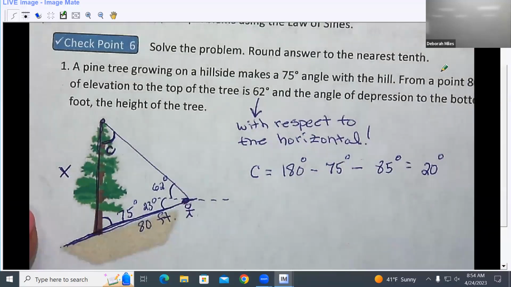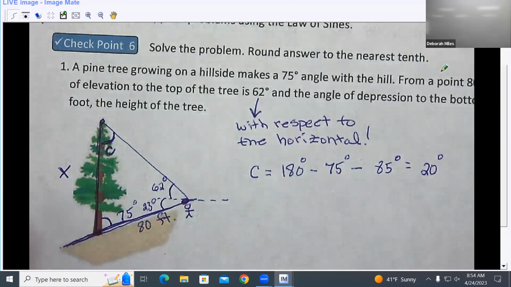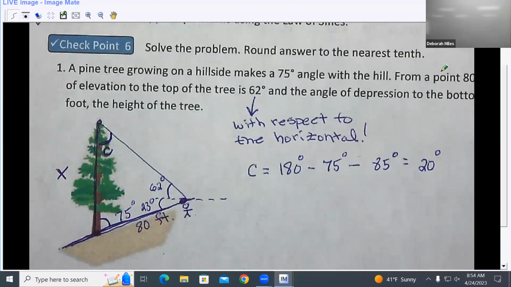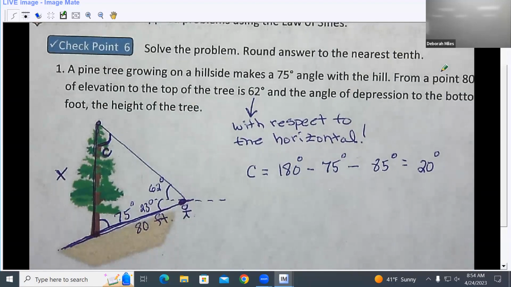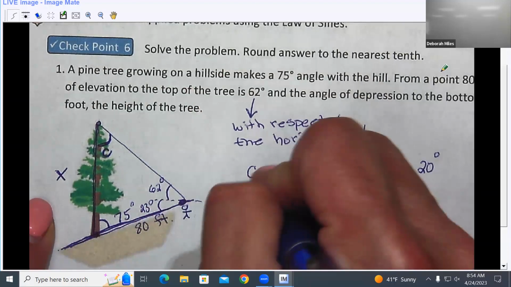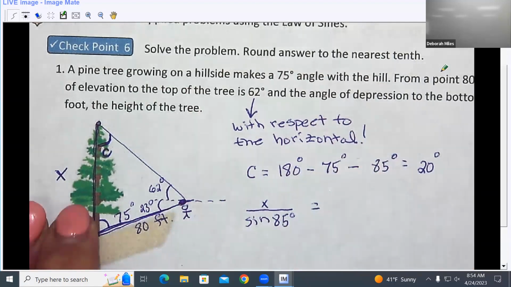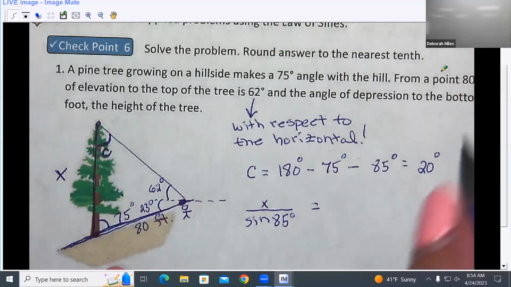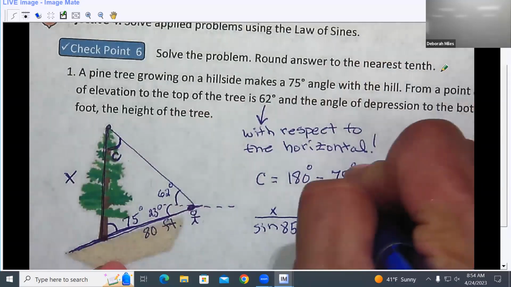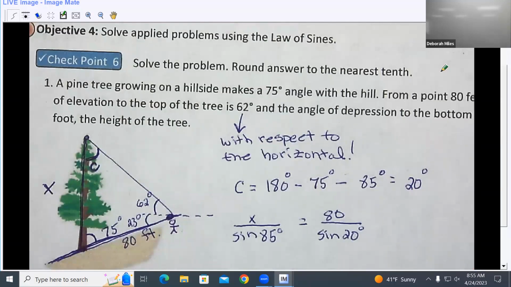And now what equation can we set up? Not 20 over 80. Need to flip it. Okay, gotcha. X over sine of 85 degrees, that is one side and the angle opposite it, equals 80 feet over sine of 20 degrees. And I'm just going to let you finish that one.